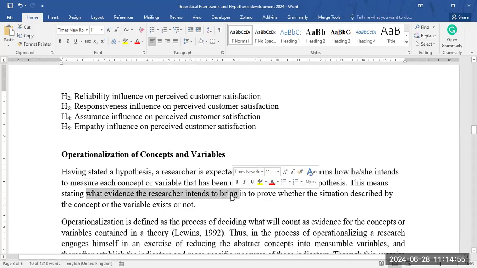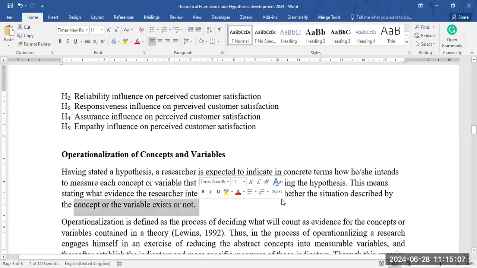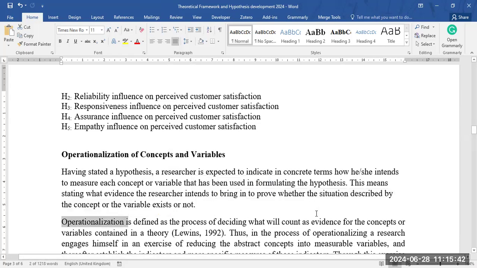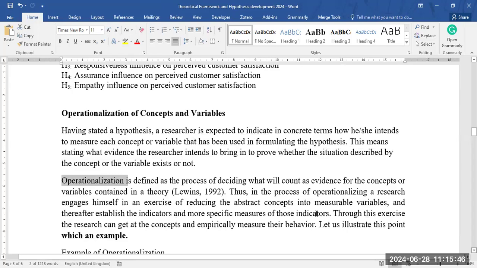This means stating what evidence the researcher intends to bring to prove whether the situation described by the concept or the variable exists or not, whether that tangibility is there or not, how we can describe that, how we can prove that reliability exists or not, what is the evidence, responsiveness, and so on. So now you can understand operationalization is really converting that concept into the operation mode.